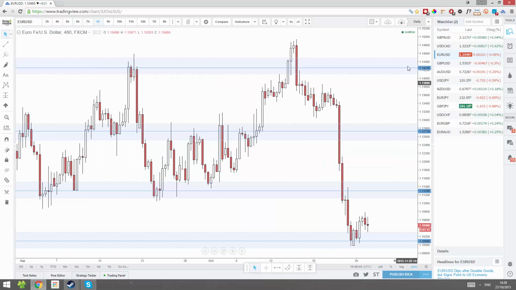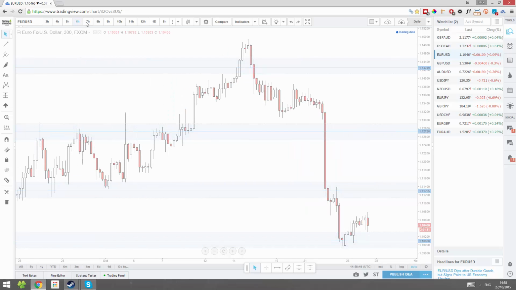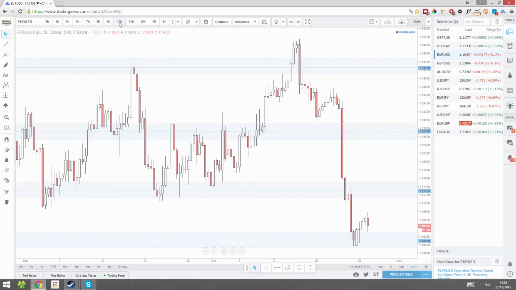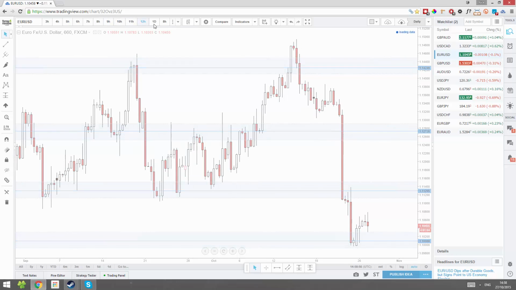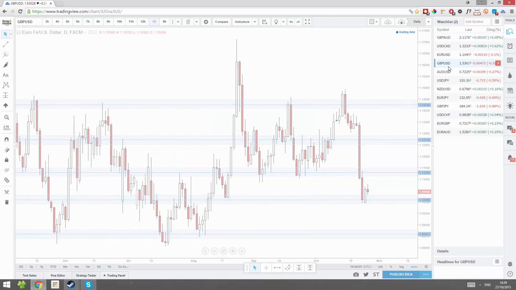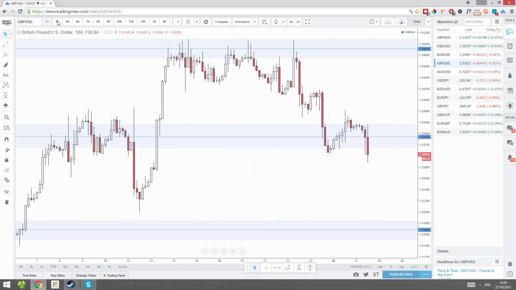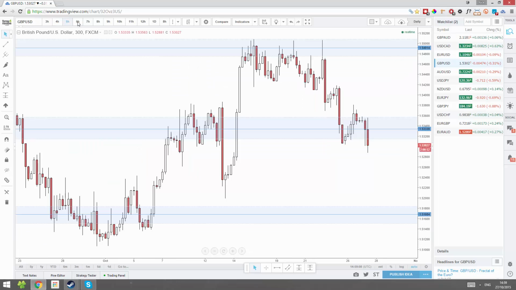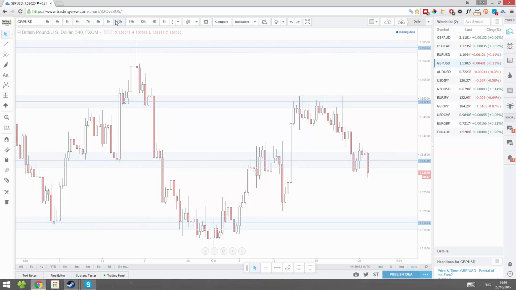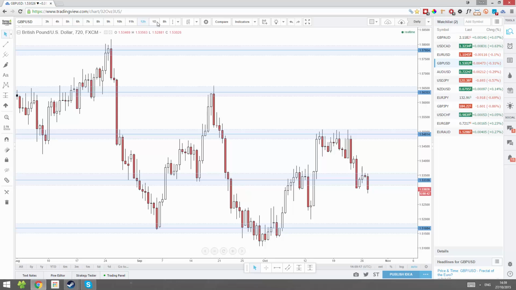Euro USD. Let's look at what we can see here. 3, 4, 5, 6. Nothing really going on. I get a feeling we're probably not going to see much in this analysis. Yeah, nothing happening there. GBP USD. Whoops. 3, 4, 5, 6. Nothing really worth trading here at all.